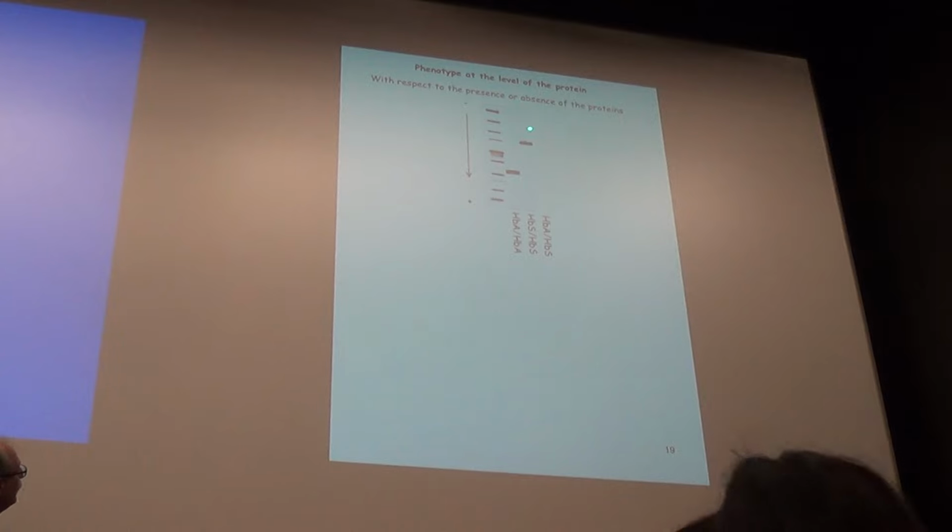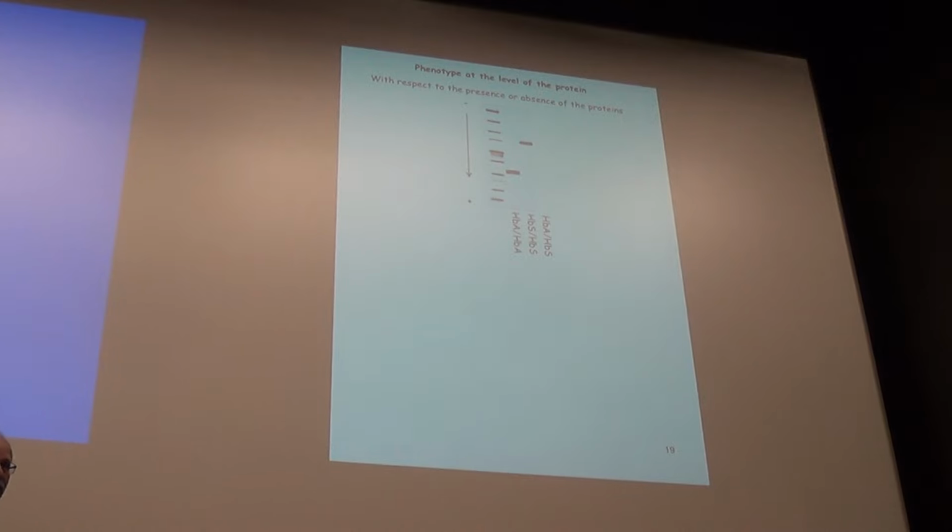If you're homozygous sickle cell, you have a protein being made that's slightly different, and it runs kind of different. Right? Heterozygous, both proteins. So now you would say you are codominant. So at the level of the protein, the heterozygous individual is codominant.